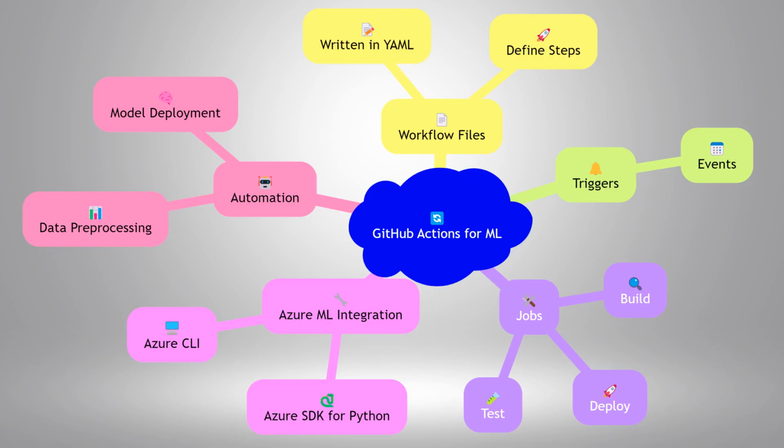Workflow files in GitHub Actions define the steps required to build, test, and deploy your machine learning models. These files are written in YAML and specify the events that trigger the workflow, the jobs to be run, and the steps within each job. To trigger an Azure ML job, you can define steps that use the Azure CLI or Azure SDK for Python to submit jobs to your Azure ML workspace. By defining these workflows, you can automate the entire machine learning lifecycle, from data preprocessing to model deployment.